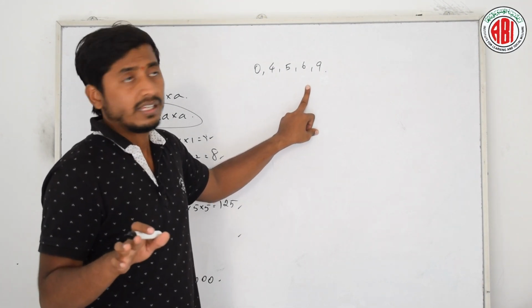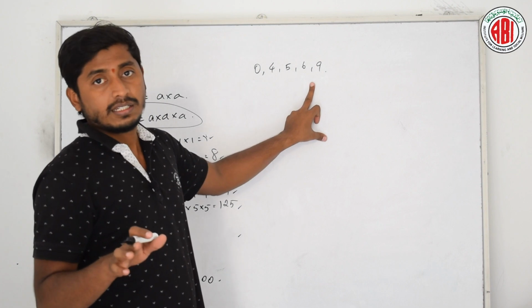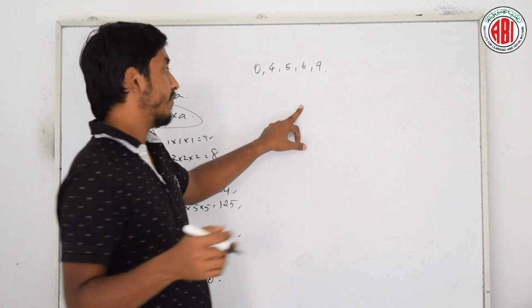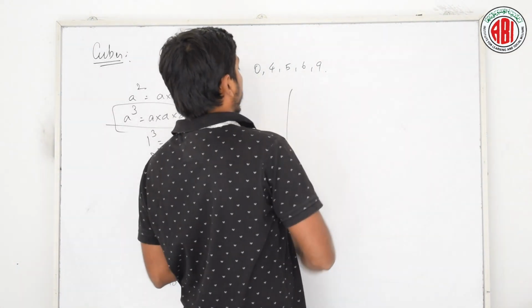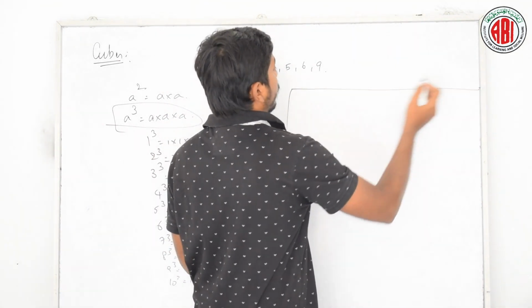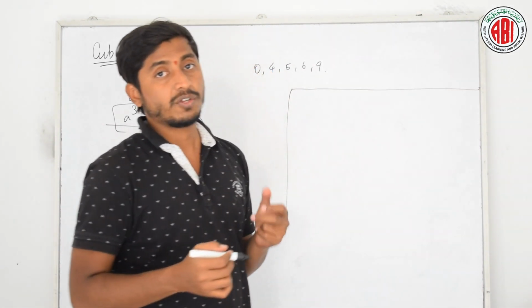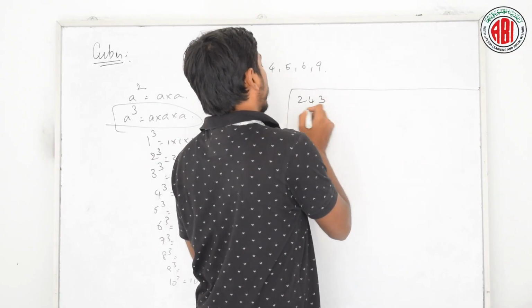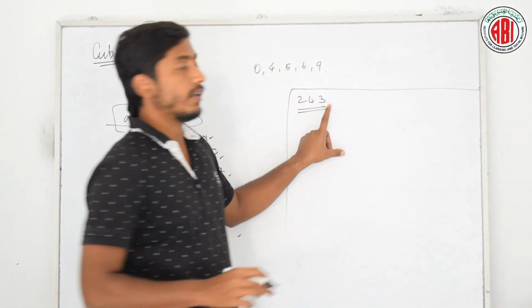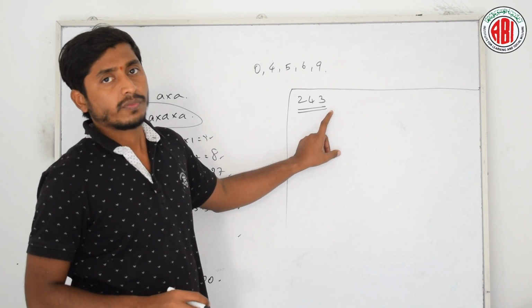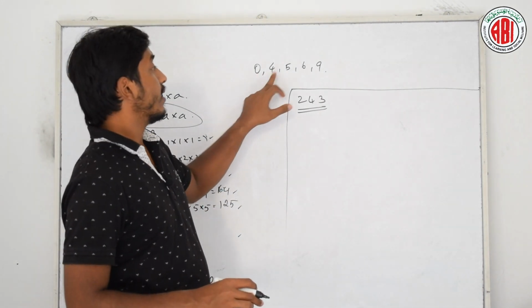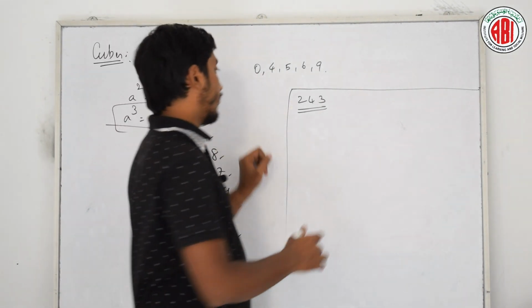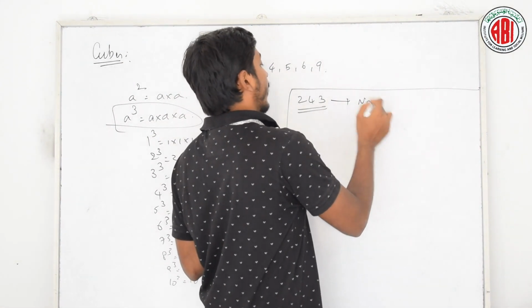Is it clear? Did you understand? Yes? Very good. Now tell me, how do you check whether a given number is a perfect cube or not? Tell me for this number 243. Is it a perfect cube? Obviously no. Why? Because there is no 3 here. Therefore, it is not a perfect cube.